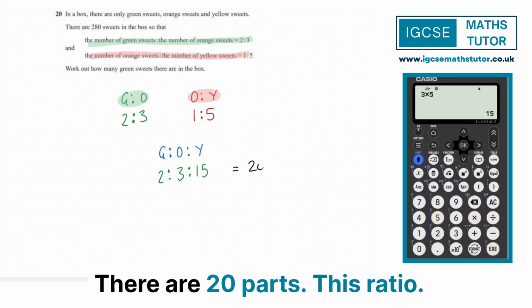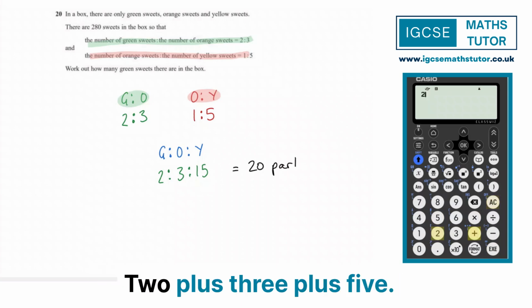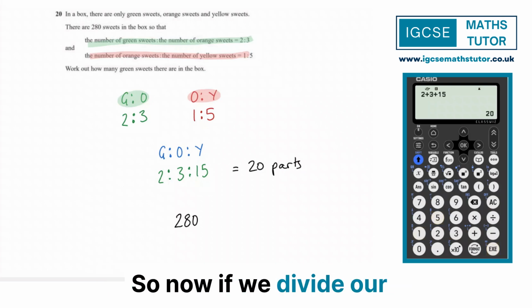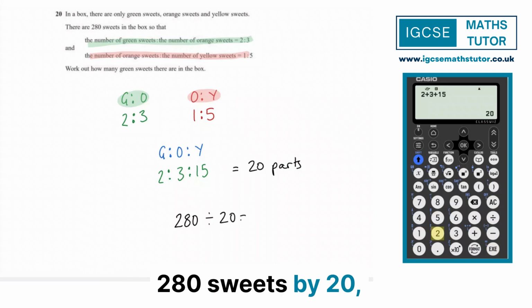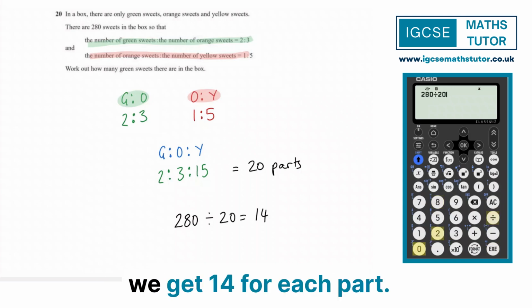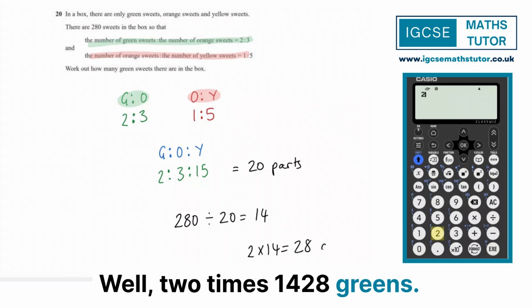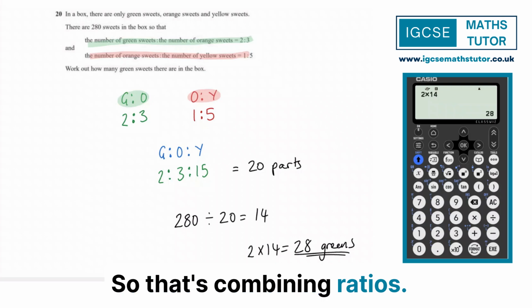There are 20 parts to this ratio, 2 plus 3 plus 15 is 20. So now if we divide our 280 sweets by 20, we get 14 for each part. How many greens are there? Well, 2 times 14, 28 greens. So that's combining ratios.